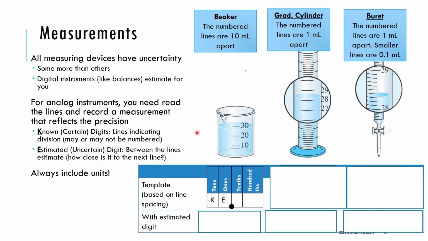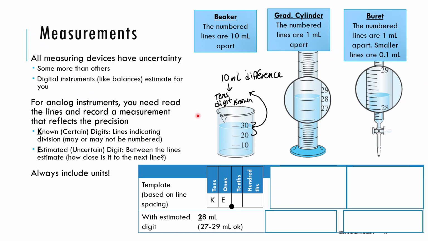Let's start by looking at the beaker shown. The labeled lines are at 10, 20, and 30 milliliters, meaning there is a 10 milliliter difference between each line. This tells us that the tens place is known. Any measurement made with this beaker will have a known digit in the tens place and an estimated digit in the ones place, giving the template KE. The liquid level is between 20 and 30 milliliters and past the halfway point, so it is greater than 25 milliliters. A reasonable estimate would be 28 milliliters, though values between 27 and 29 milliliters would be acceptable.